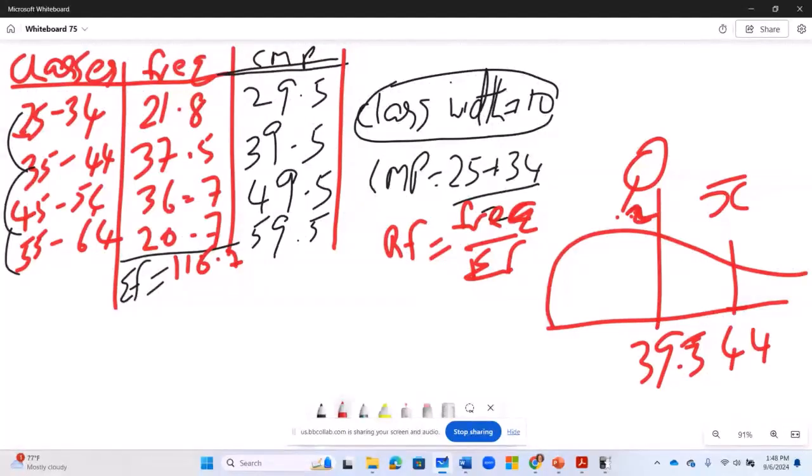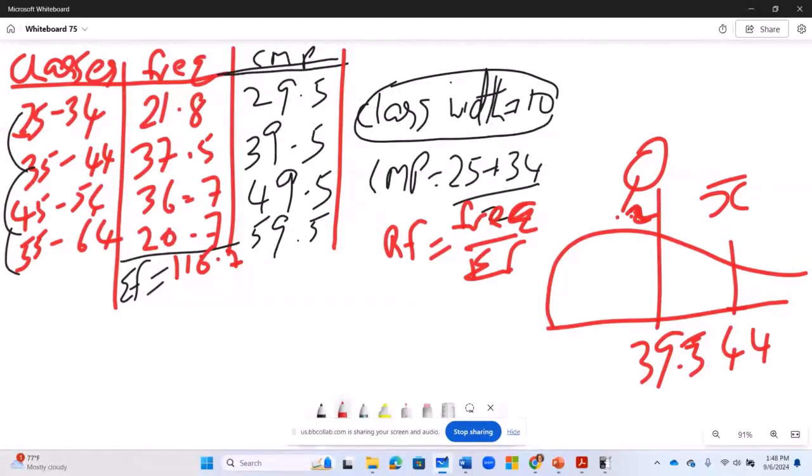So looking at the distribution doesn't always answer the question. Your calculation answers the question. Therefore, I can genuinely say that this distribution is skewed right because the mean is greater than the median.